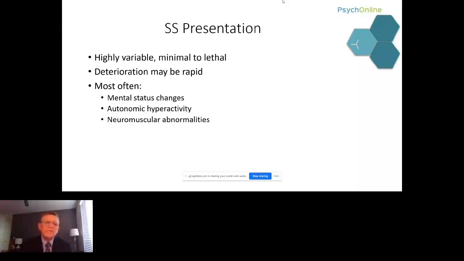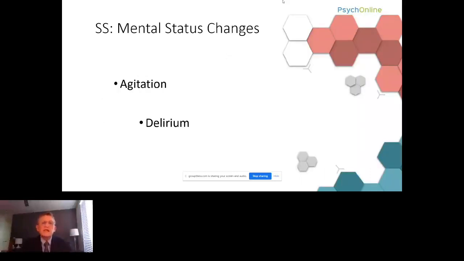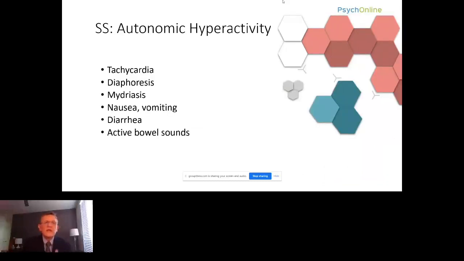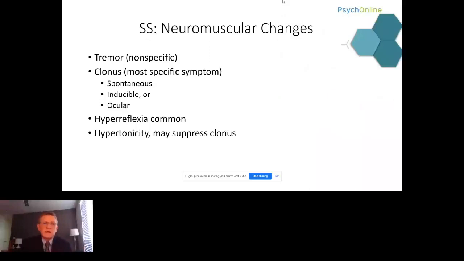It ranges from minimal to lethal, and the deterioration may be rapid. Most often, patients present with mental status changes, which of course they're coming to us for in the first place, autonomic hyperactivity, and neuromuscular abnormalities. The mental status changes usually appear as agitation or delirium. The autonomic hyperactivity involves tachycardia, diaphoresis, mydriasis, nausea, vomiting, diarrhea, active bowel sounds.